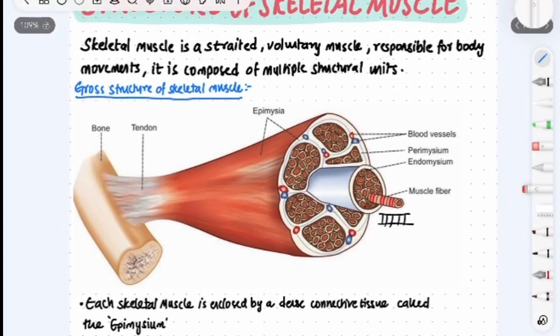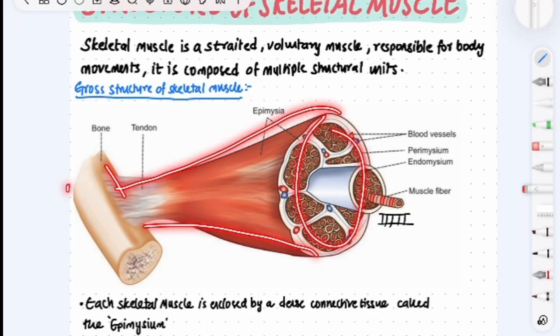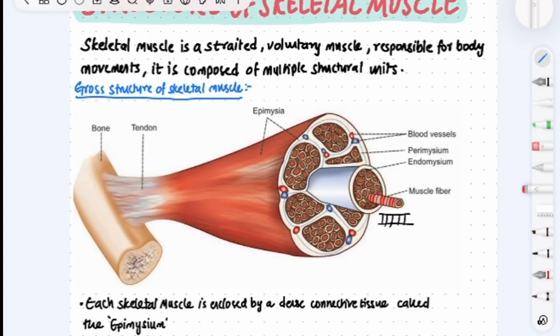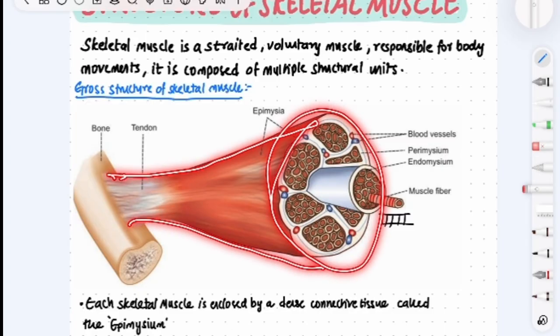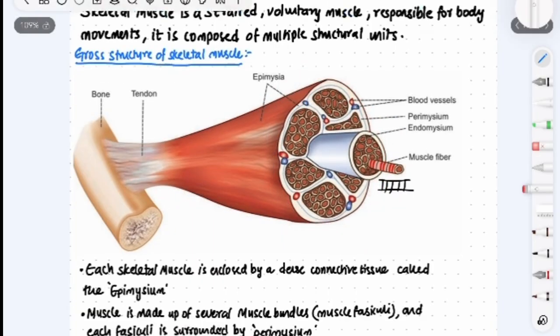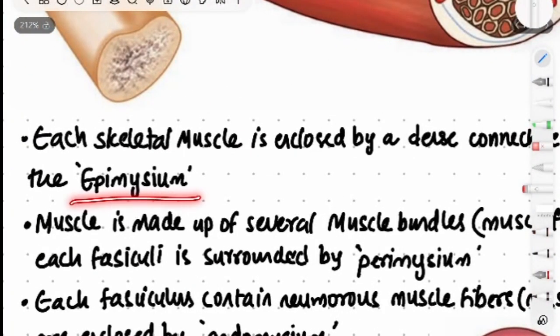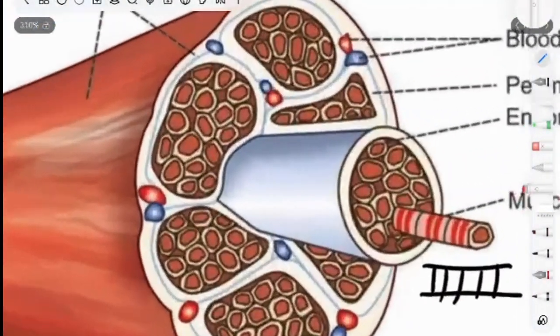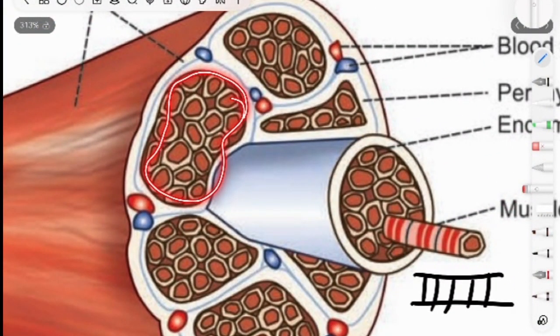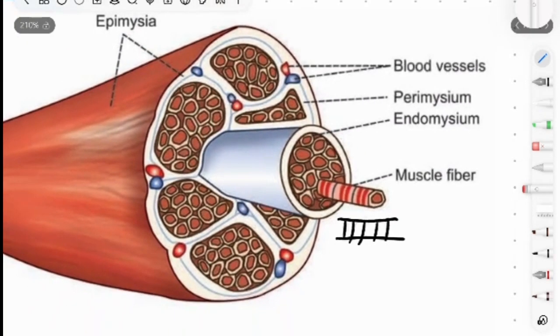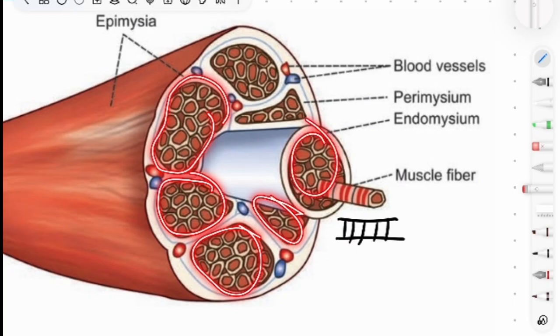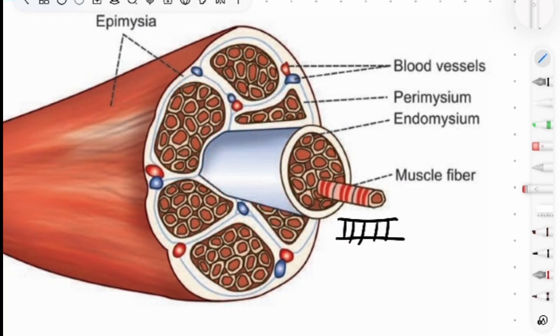Now, when we look at the gross structure of a skeletal muscle, we find that a muscle is connected to a bone with the help of a tendon, right? Now, this whole muscle is covered by a connective tissue called epimysium. In the muscle we have something called muscle bundles. When we look at the cross section, we find some bundles. These bundles are known as muscle bundles, and these are covered by the perimysium.